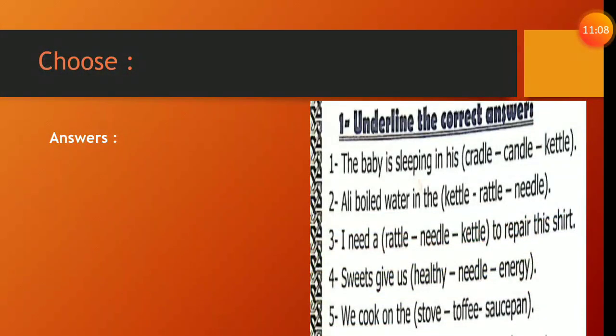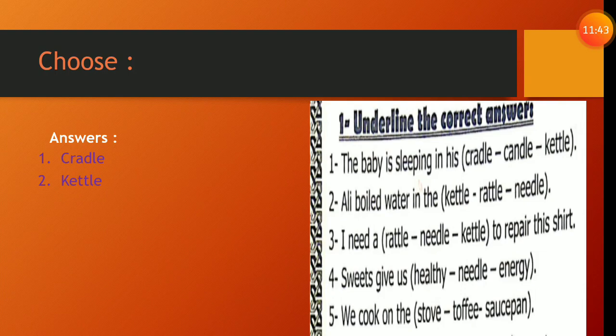Now we have finished our text. Let's go to the booklet again. Underline the answer. Number 1, the baby is sleeping in his cradle, candle, or kettle? Of course, in his cradle, which means baby's bed. Number 2, Ali boiled water in the kettle, rattle, or needle? Ali boiled water in the kettle. It's something we use to boil water.